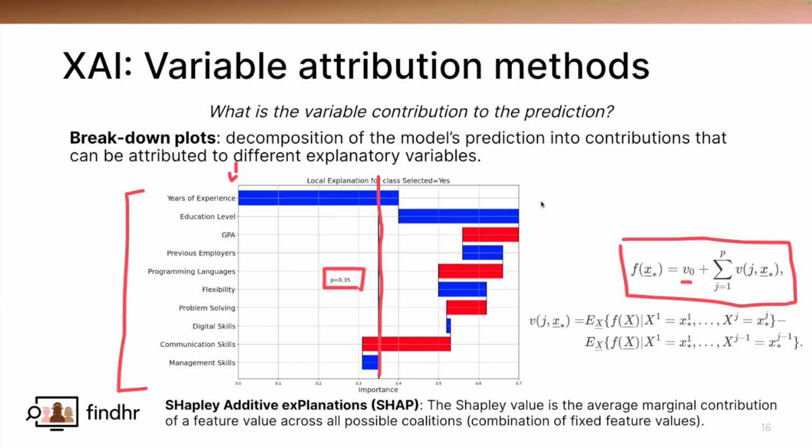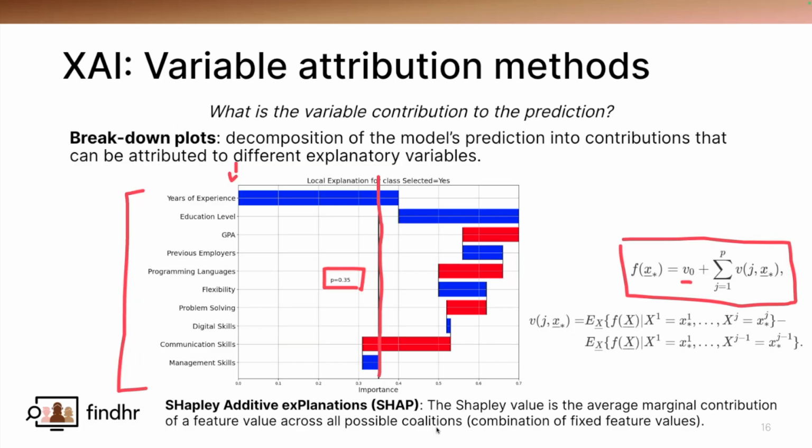How are SHAP values obtained? So SHAP values are a sort of approximation of Shapley values. Shapley values theoretically are the average marginal contribution of a feature across all possible coalitions, where with the word coalition we can consider the combination of mixed feature values.